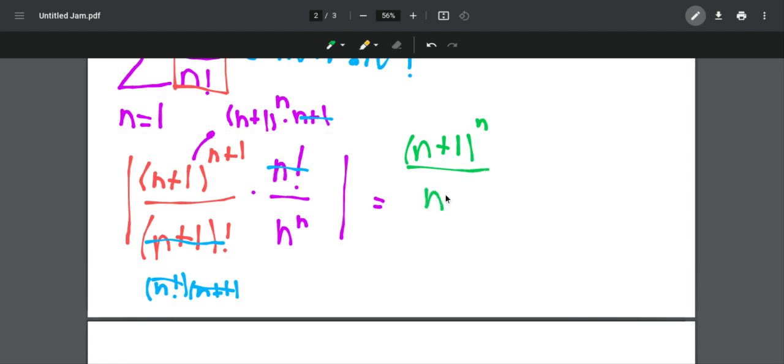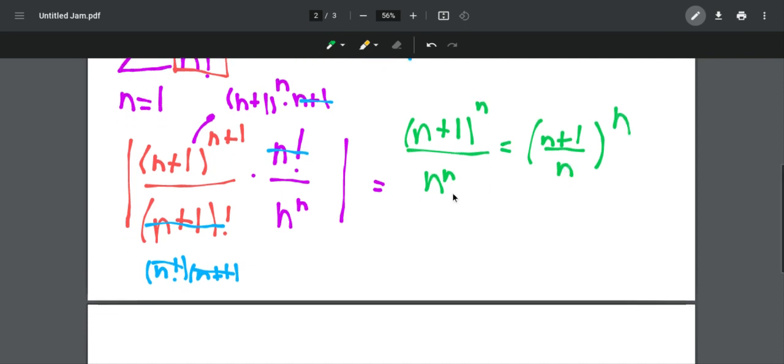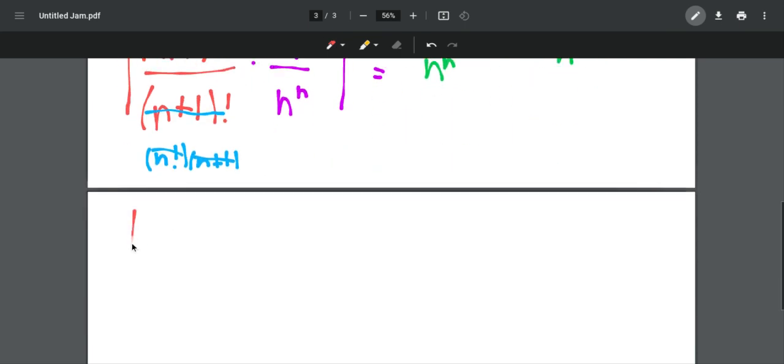If you look, both expressions have a power of n, so you can write this expression as n plus 1 over n, and then all to the power of n. This is the same thing. Now my final step is to take the limit of this expression that I found.